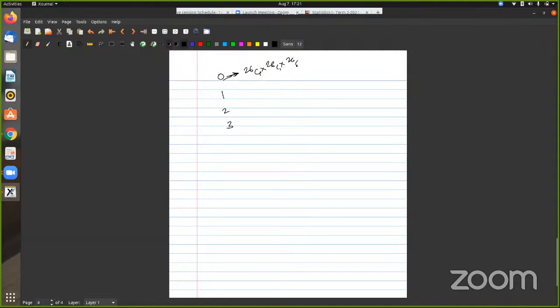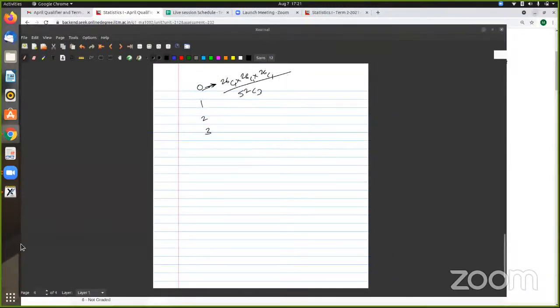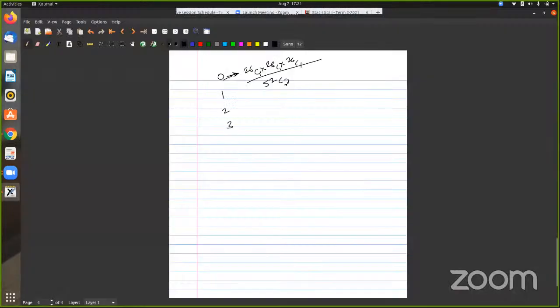divided by 52C1 into 52C1 into 52C1. Just a minute, I think it is with replacement, right? With replacement, right, sir? With replacement, so it should be 52, 52, 52. So it will be 1 by 8. 1 by 8, correct.